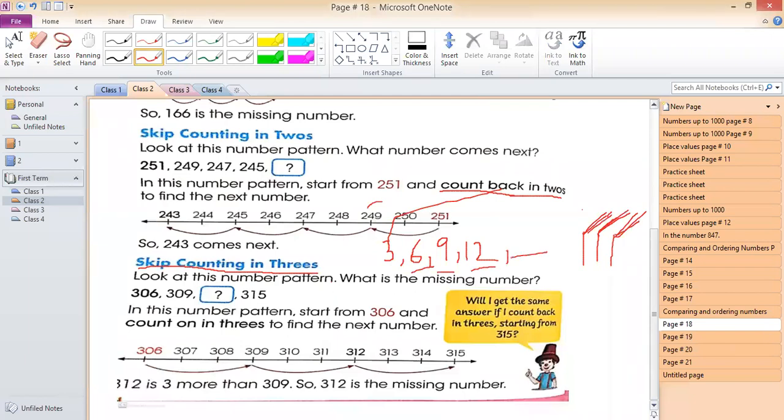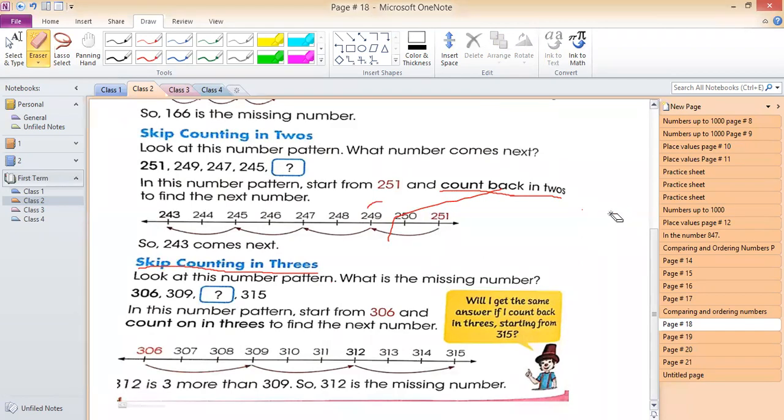Then if this is the missing number, what do you need to do? Count in threes: 13, 14, and 15. So 15 is the answer. This is your counting in threes. The same you can apply to that example.